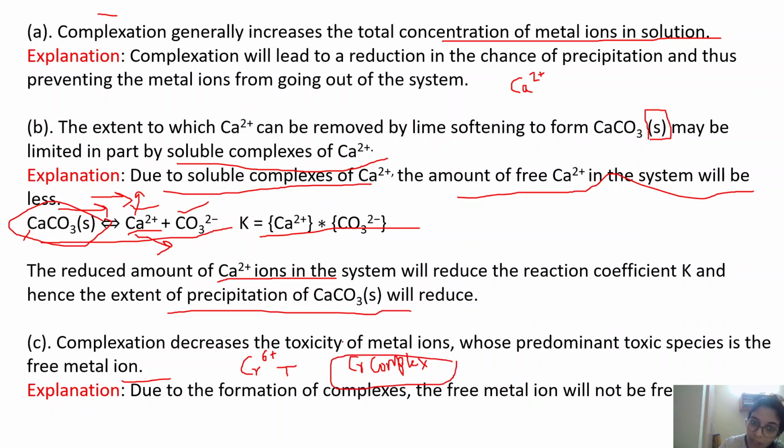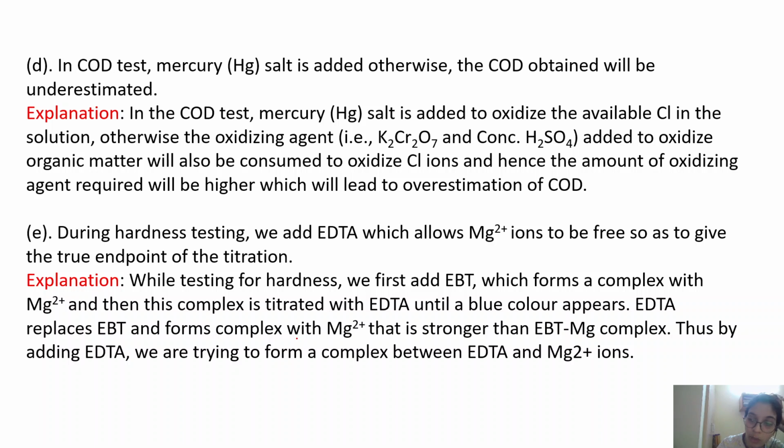So we can say that complexation is a good thing here. It is reducing the toxicity of chromium. However, it is creating difficulty in removal of chromium ion from the solution. But it is decreasing the toxicity because chromium is not free anymore.